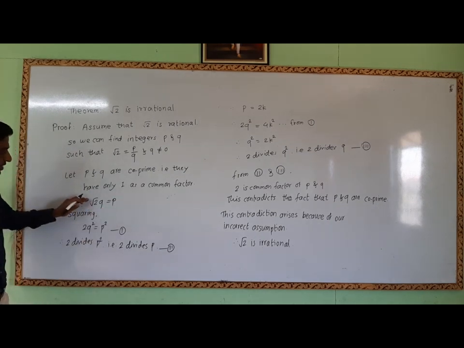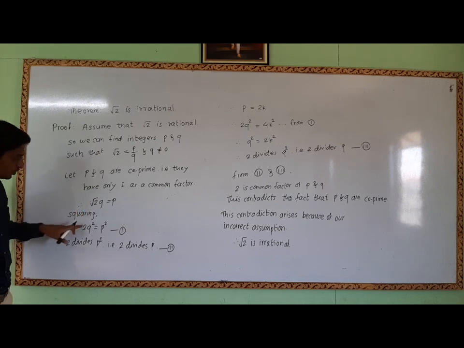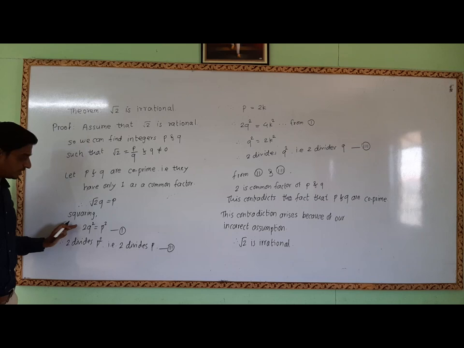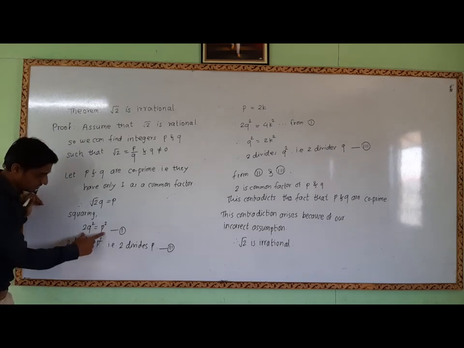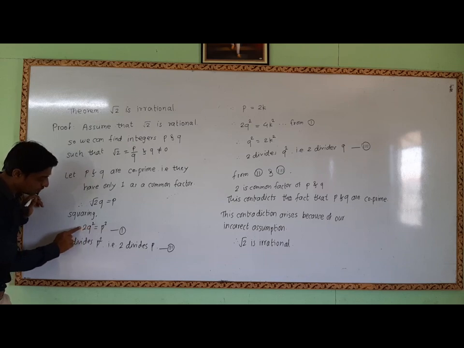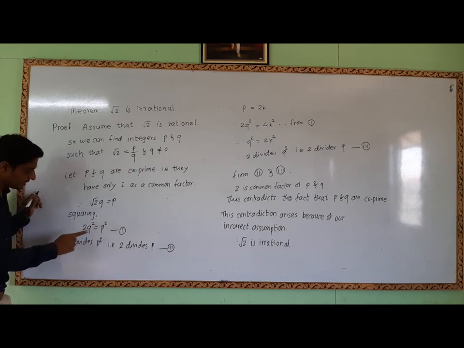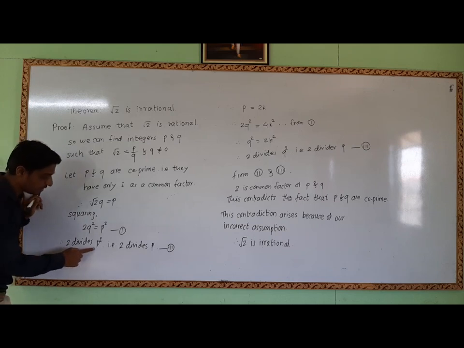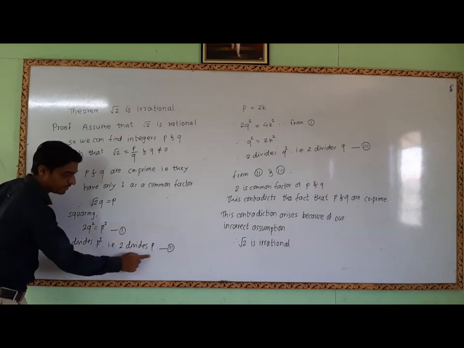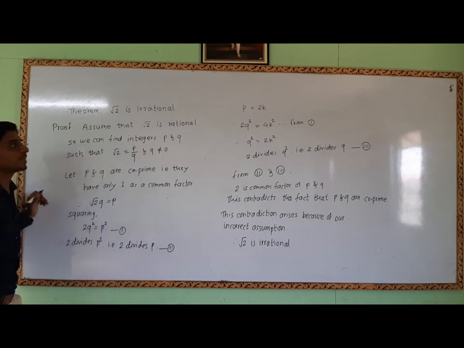Now if we square this equation, root 2 square is 2, so 2 q square is equal to p square. We will mark this as equation 1. Now this equation concludes that 2 is multiplied to q square. If we shift this 2 to the right side, it will divide p square. That means 2 divides p square. And by our theorem, which we have seen already, if 2 divides p square, then 2 must divide p. Okay, this is equation number 2.